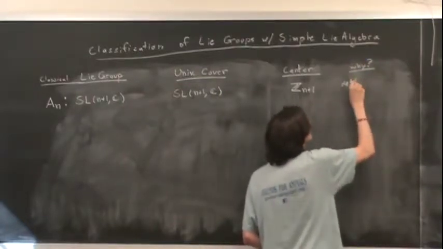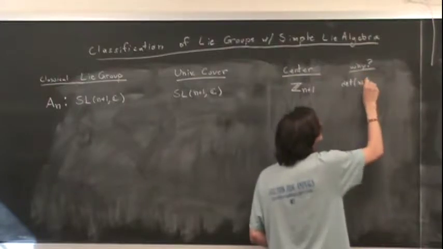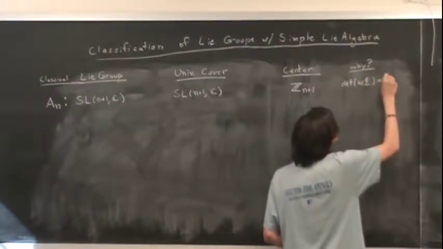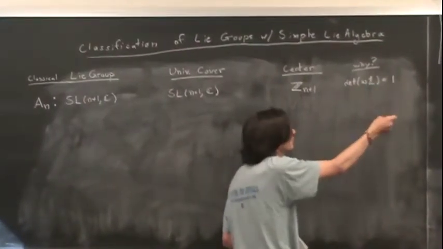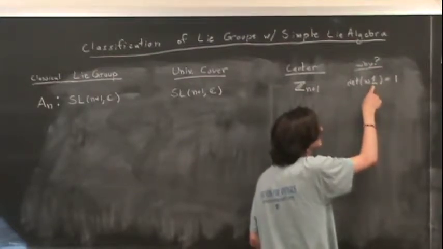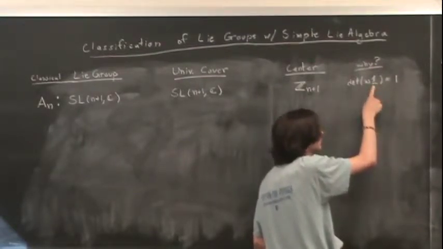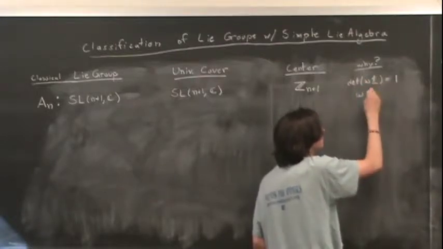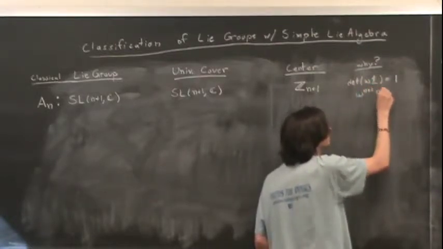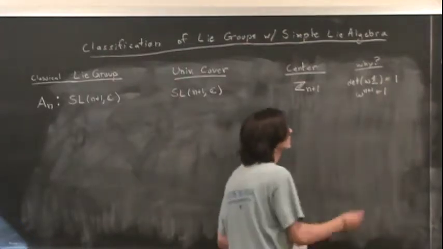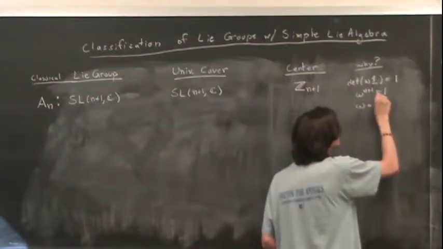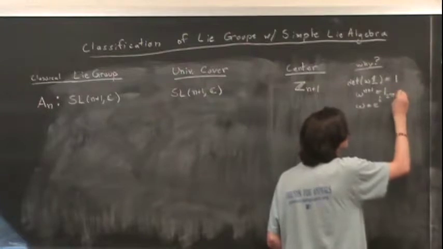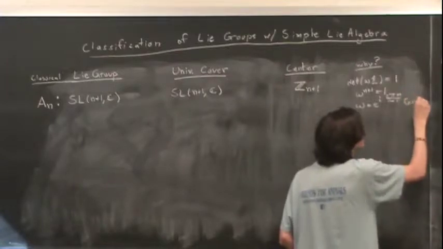The determinant of some number times the identity should be equal to 1. If this is supposed to be a special linear transformation, this determinant should be 1. Since this is an (n+1) by (n+1) matrix, by the properties of determinants, omega to the n+1 should be equal to 1. So omega should be equal to e to the i 2 pi m divided by n+1, for some integer m.